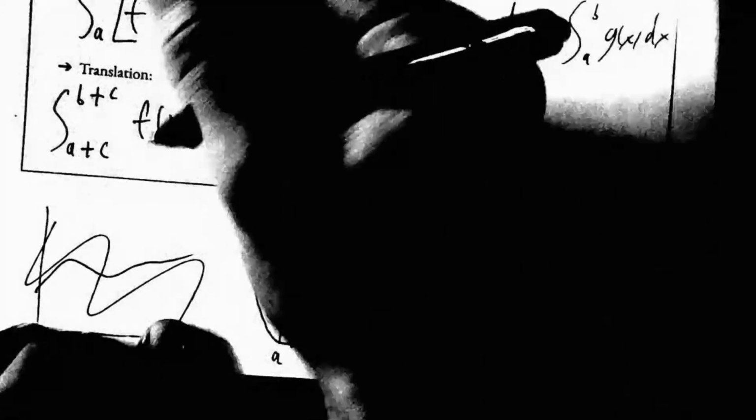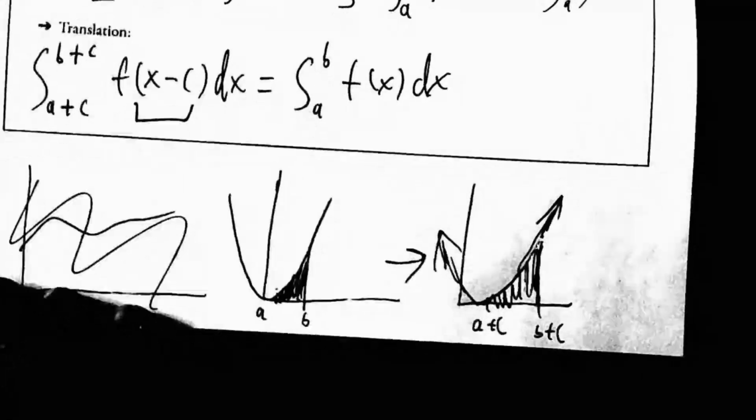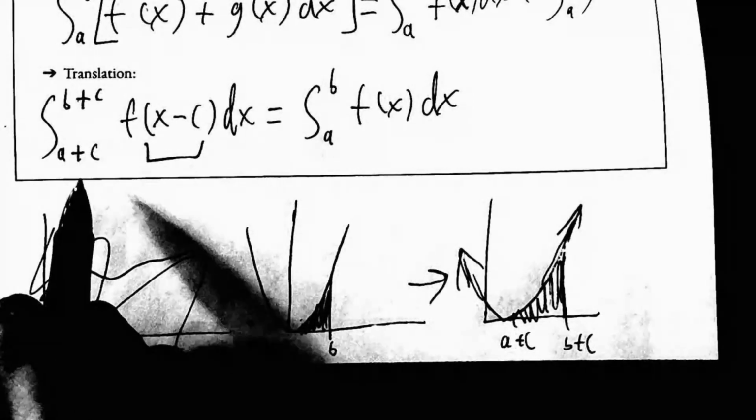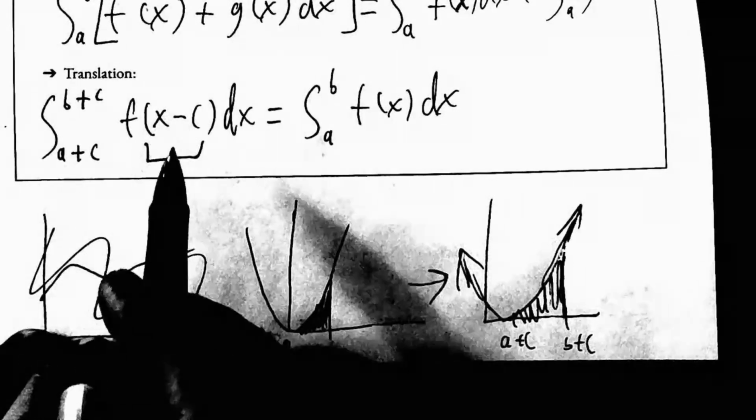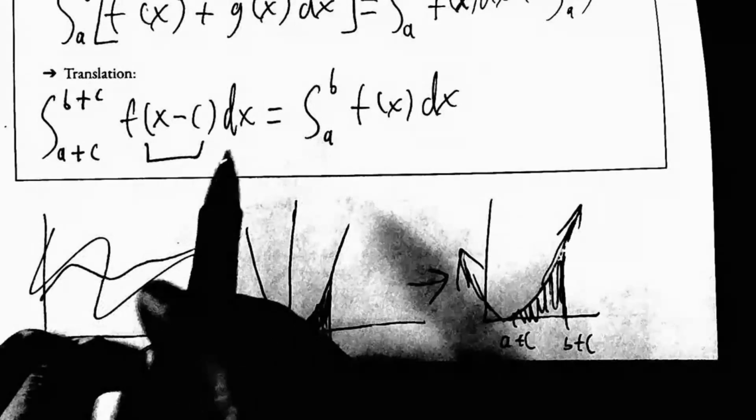So again, this is important. This is when it's inside the parentheses. It's going to move to the right, that amount. So that's why these two are equal. You move the bounds, some number c, but you also move the function, some number c, to the right. So because of that, they're equal.